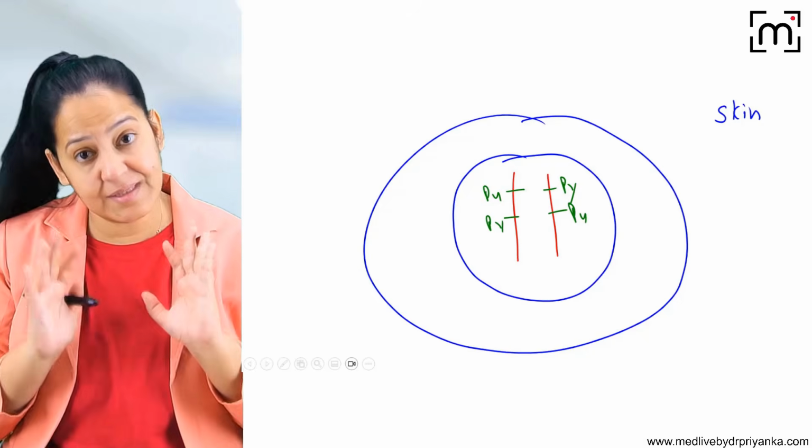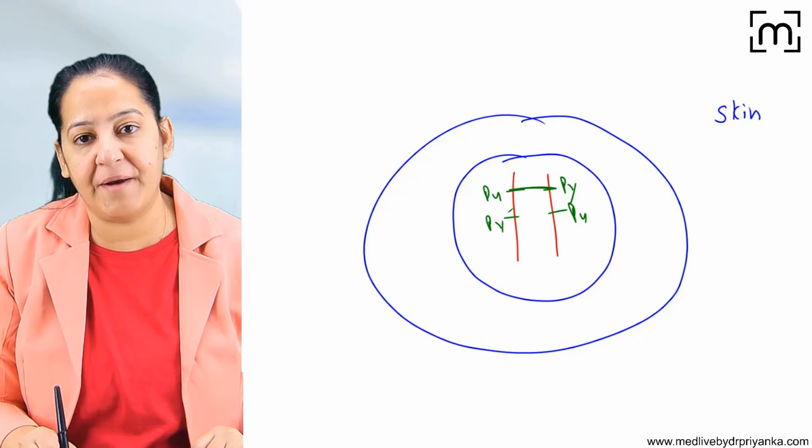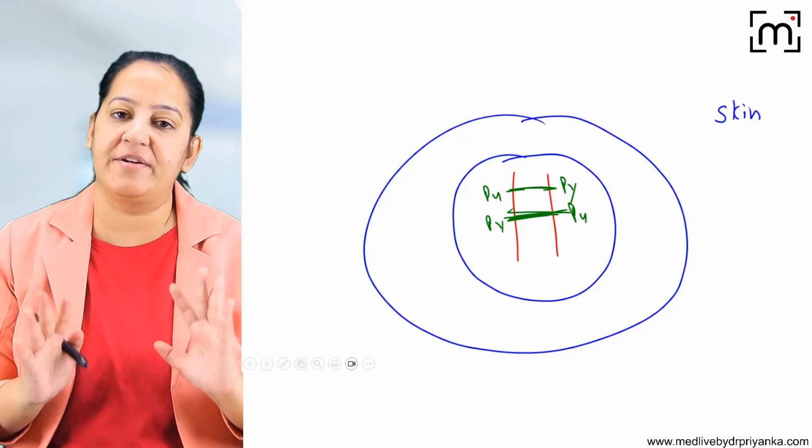I guess everyone knows, so this is normal. Purine forms bonds with pyrimidine. Pyrimidine forms bonds with purine. So this is the double-stranded DNA molecule.